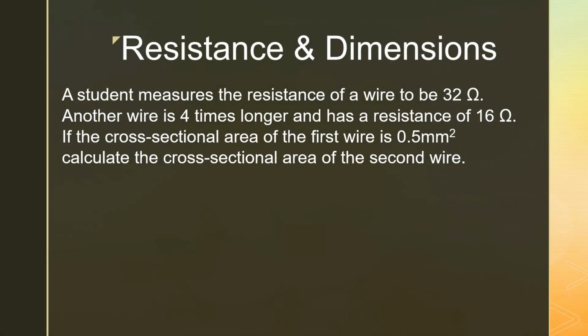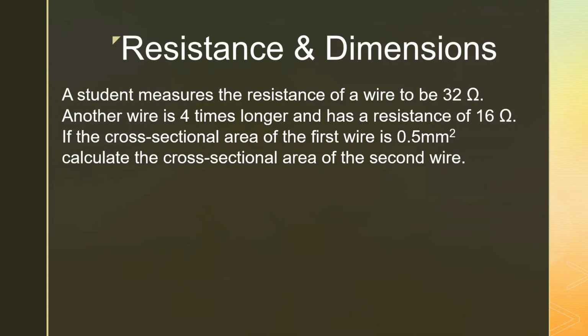Okay, so we've got another question here. It's quite a complicated one, so don't freak out if you don't completely understand it, but have a look at it, see if you can process it. If not, like I say, do not freak out. So let's read it. It says a student measures the resistance of a wire to be 32 ohms. Another wire is 4 times longer and has a resistance of 16 ohms. If the cross-sectional area of the first wire is 0.5 millimeters squared, calculate the cross-sectional area of the second wire.